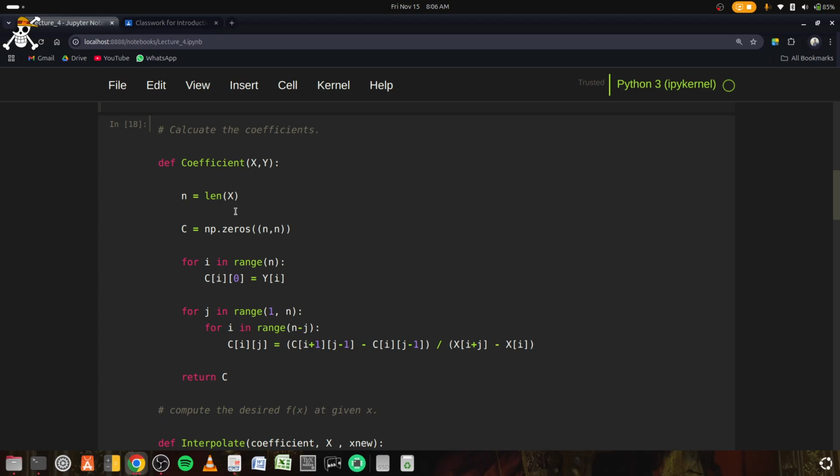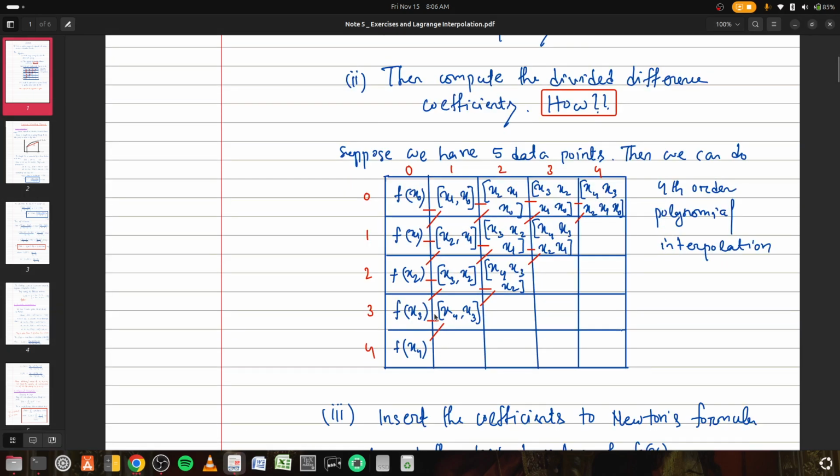To implement the method, you need to define the coefficient matrix as I have mentioned in the previous class. So let's make the coefficient matrix. What is the coefficient matrix? This one was our coefficient matrix. In the first column, you have to first store the values of the y values, right? The f of x0, f of x1, f of x2, f of x3, f of x4. These are the magnetic field values or the y data. You have to store it in the first column of this coefficient matrix.